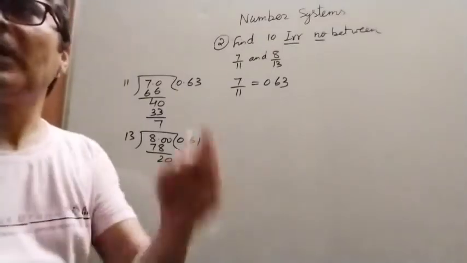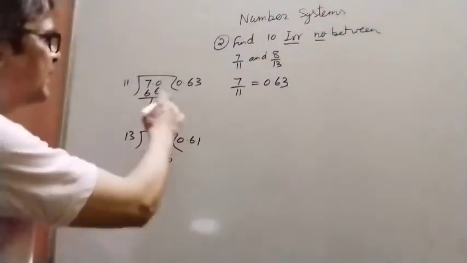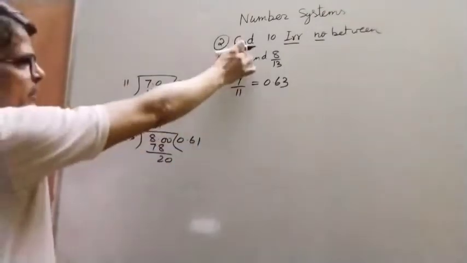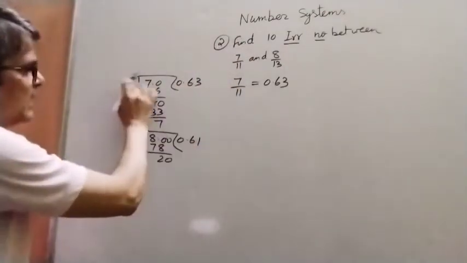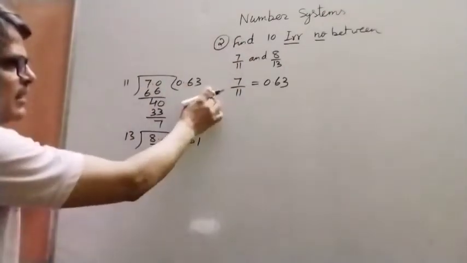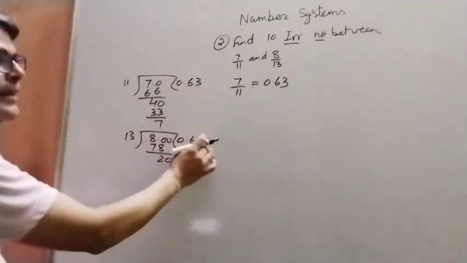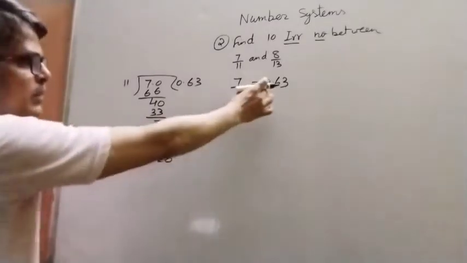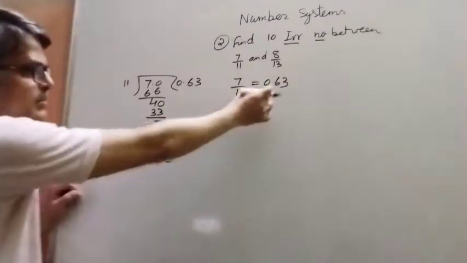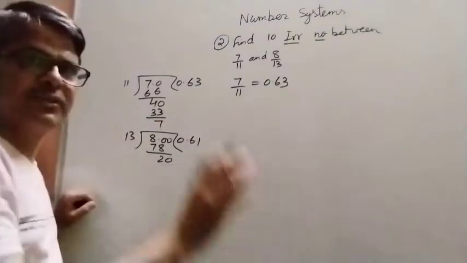So decimal up to how many places? See here, I have just divided 7 by 11. 11 sixes are 66, 11 threes are 33. 0.63, and here it is 0.61. Between 0.63 and 0.61, means 63 and 61, only 62 is found.